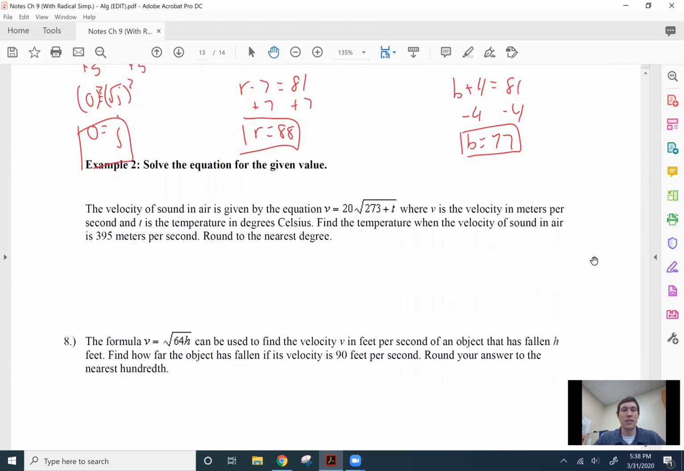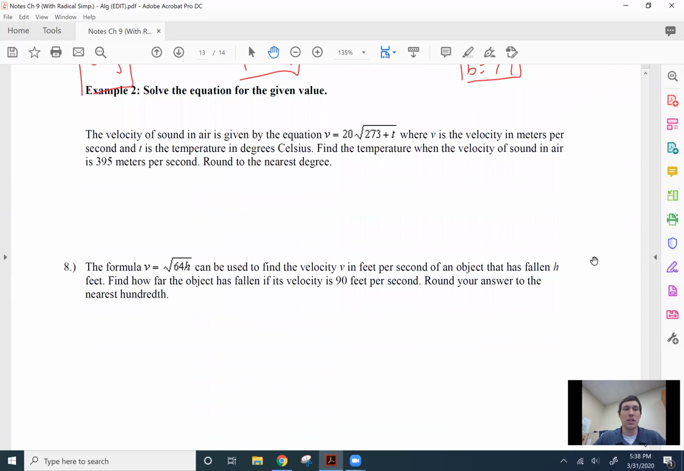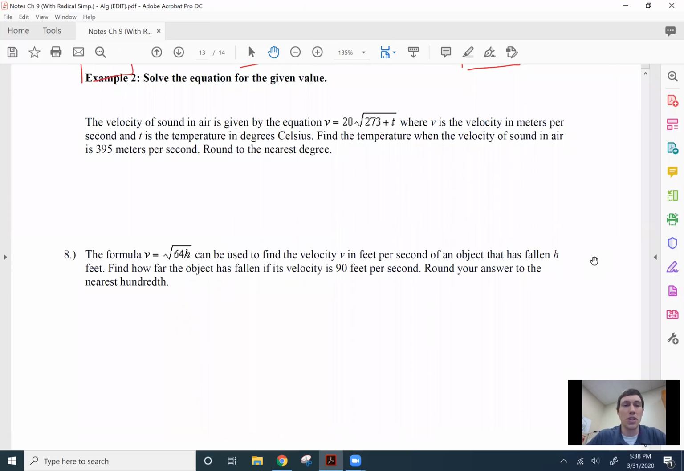All right. Let's look at some word problems here. It says solve the equation for the given value. The velocity of sound in air is given by this equation, where v is the velocity in meters per second and t is the temperature in degrees. Find the temperature when the velocity of sound in air is 395 meters per second. It says find t.